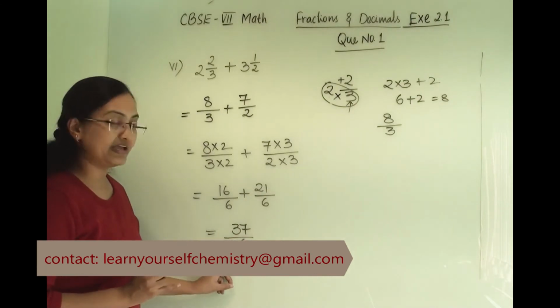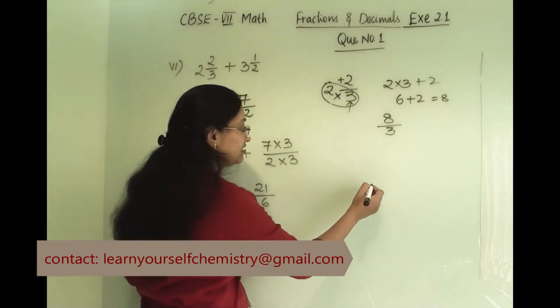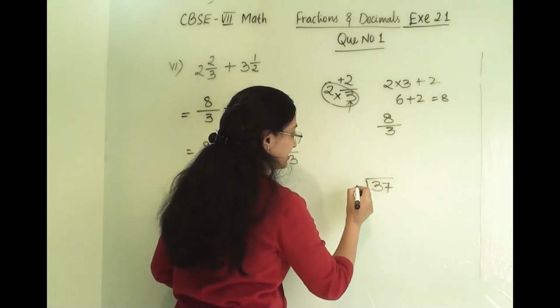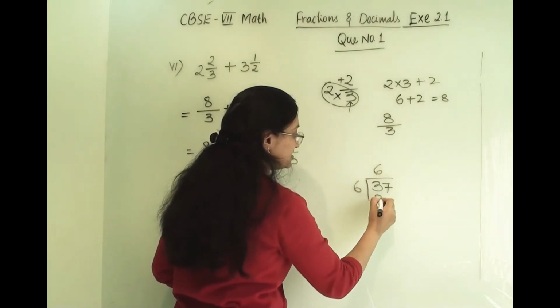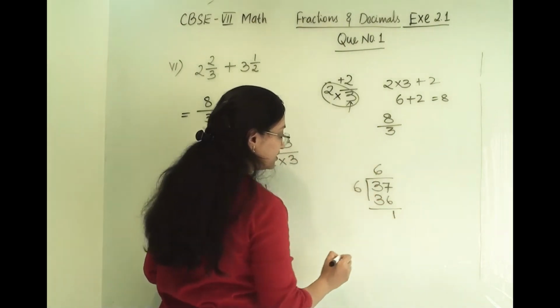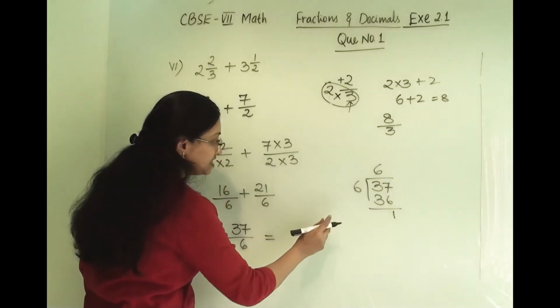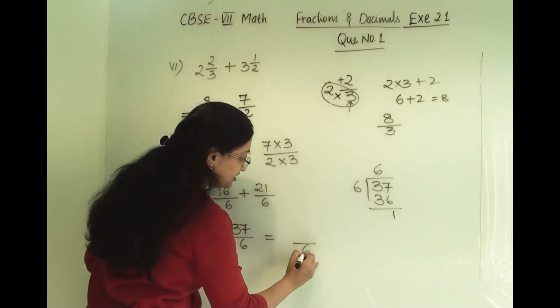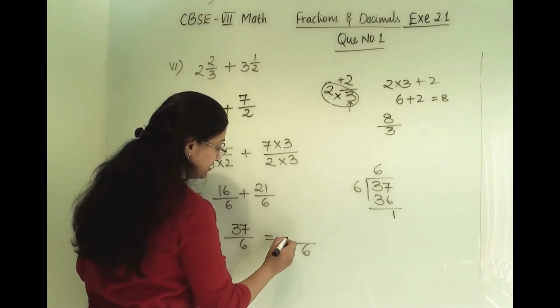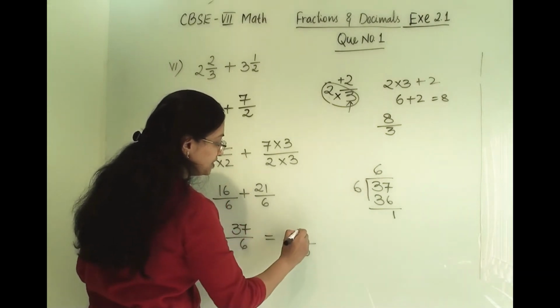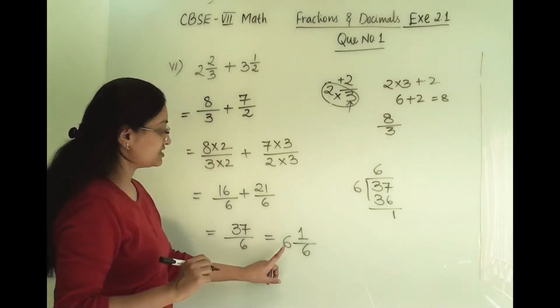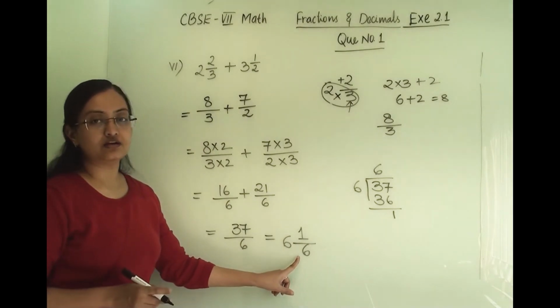So this is again an improper fraction. Let us convert this into a mixed fraction. 6 sixes are 36 and 1. So let us arrange this. 6 will go in the denominator, this 6 will come here and this 1 will go at the top. So 6 1 by 6 will be our answer.